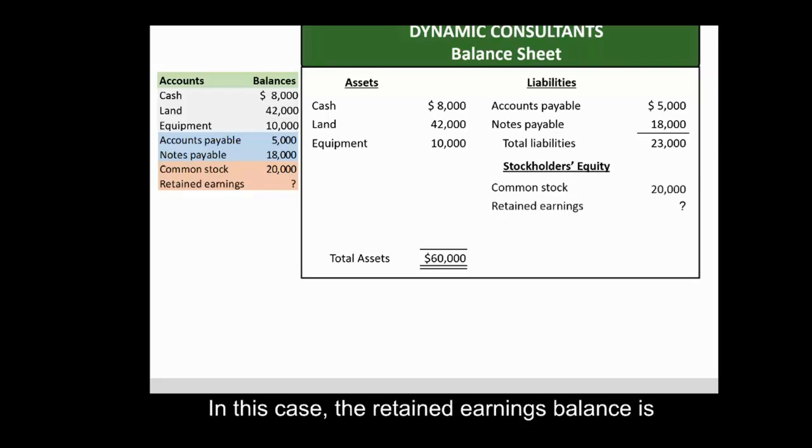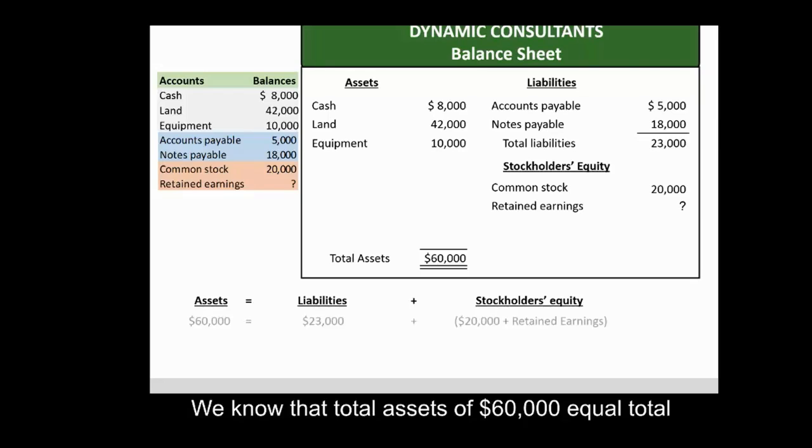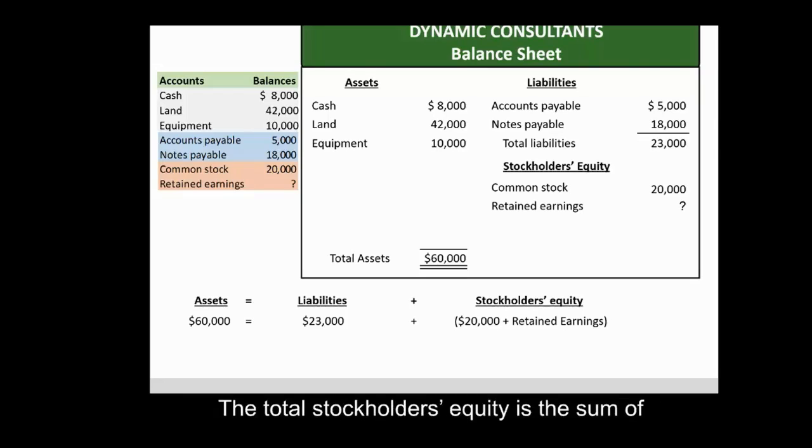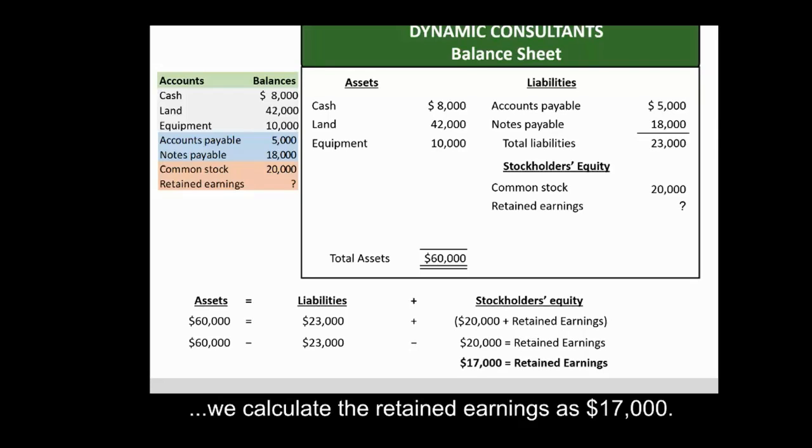In this case, the retained earnings balance is unknown and can be calculated using the accounting equation. The accounting equation is assets equal liabilities plus stockholders' equity. We know that total assets of $60,000 equal total liabilities of $23,000 plus total stockholders' equity. The total stockholders' equity is the sum of common stock of $20,000 and retained earnings, which is unknown. Thus, by rearranging the accounting equation and moving all values except retained earnings to the left of the accounting equation, we calculate the retained earnings as $17,000.